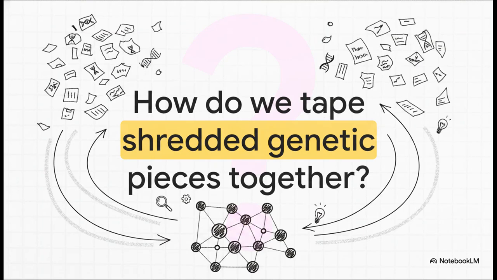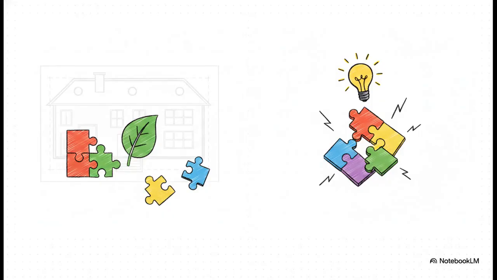Okay, so our frayed edges are trimmed and our data is sparkling clean. But now we face a monumental computational challenge. How on earth do scientists tape 40 million shredded genetic pieces back together? How do we transition from a chaotic pile of data into a beautifully organized map that tells us the full story of the cell? Well, there are 2 main ways to solve this puzzle.